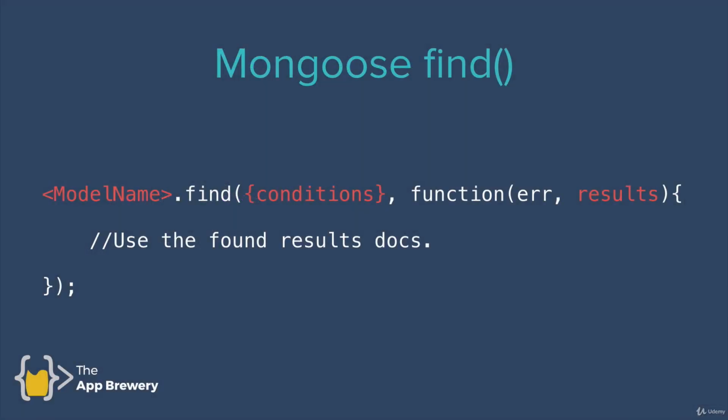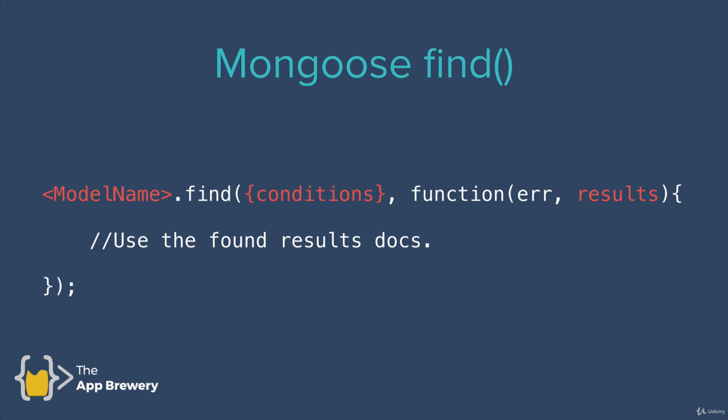This is what the mongoose find method looks like. We specify the model name, and then we specify some conditions, and then we get a callback which includes an error and the results from the find if there were any. And then we can use the results document inside that callback.